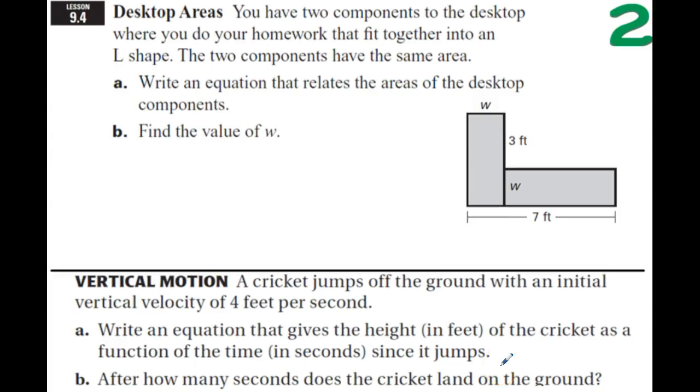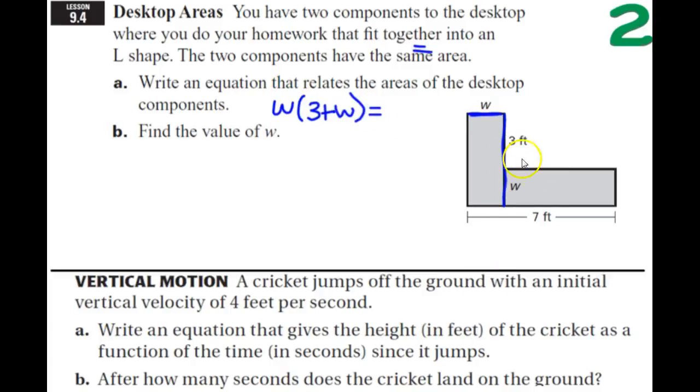Alright, next it says you have two components to the desktop where you do your homework that fit together in an L shape. The two components have the same area, so they are equal. Write an equation that relates the areas of the desktops. And then find W. So we know that these are the same area. The area of the rectangle is base times height. So if I do this rectangle first, my base is W times my height, which is 3 and W. To write this whole thing, it would just be 3 plus W, or W plus 3. So that's the area of the first one.